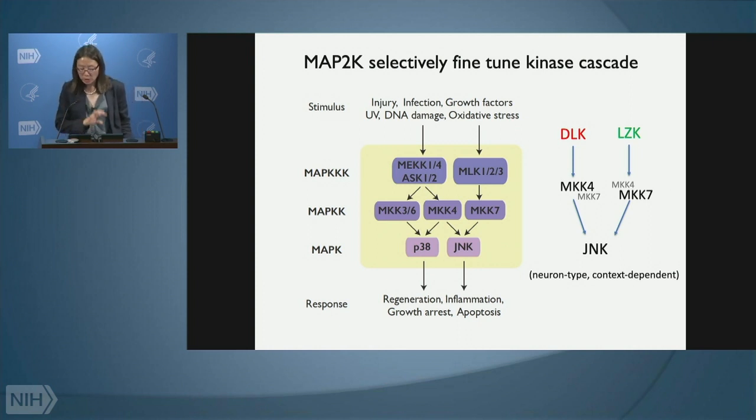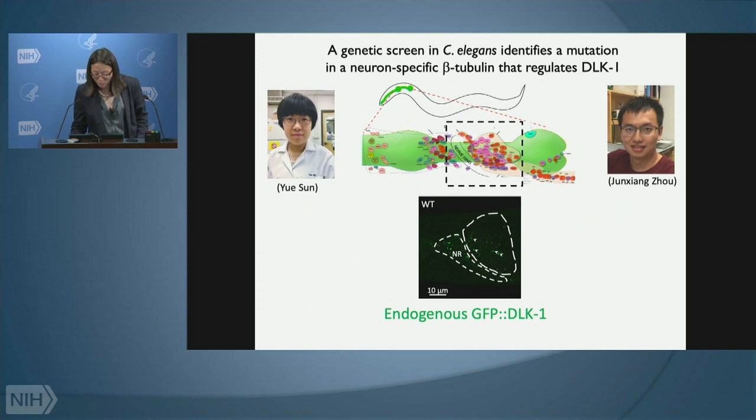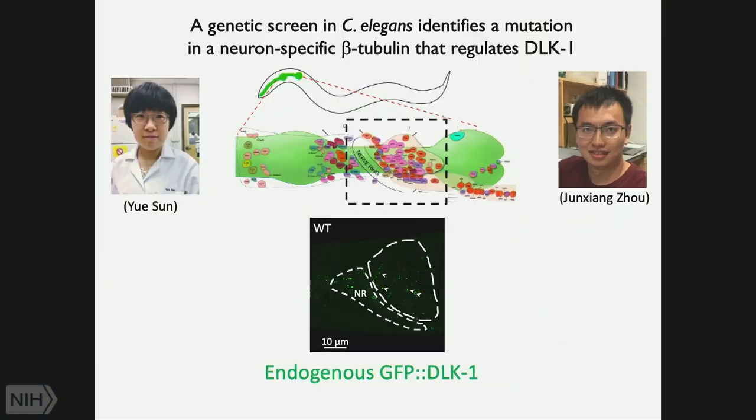And as we were doing all of this, you probably say this is all published work and well understood, but you still haven't answered the question, even in C. elegans: how is DLK level regulated? So I'm going back to my roots, working on C. elegans and doing genetics. This is the work of a graduate student, Yue Sun, and postdoc Junxiang Zhou.